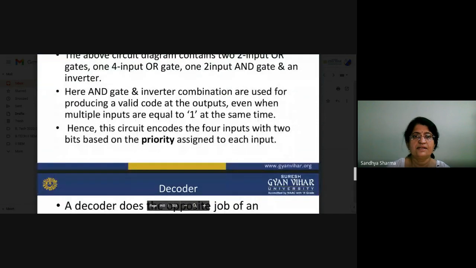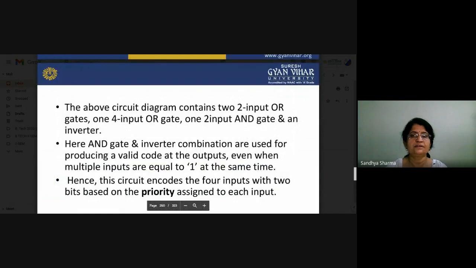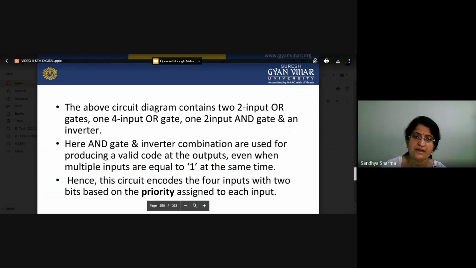Again, how many circuits do you require? You require two input OR gates, one 4 input OR gate, two input NAND gates and an inverter. So by using these components, we can build the circuitry of this type of priority encoder.